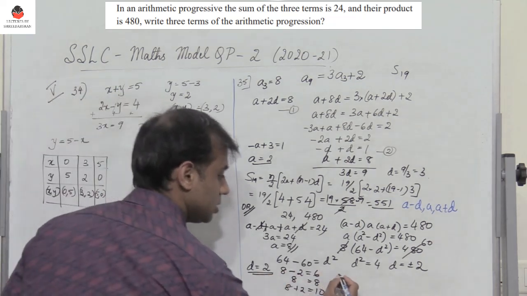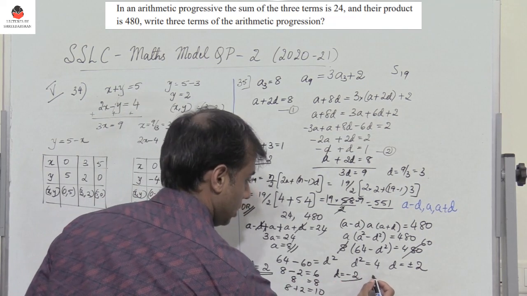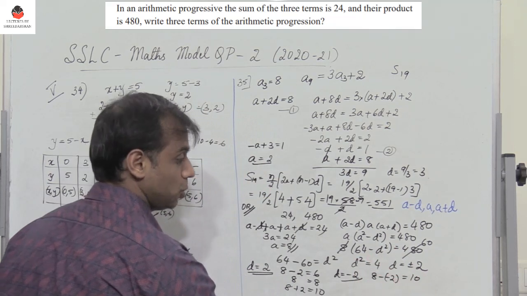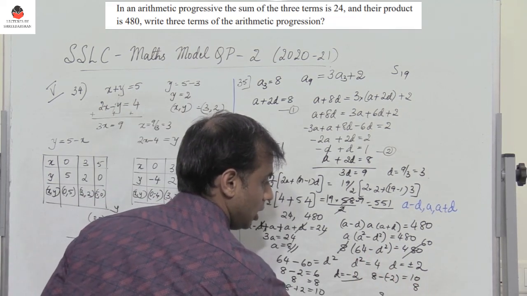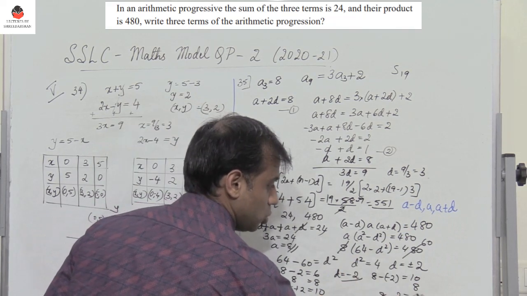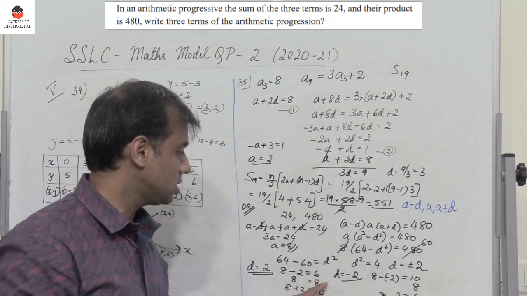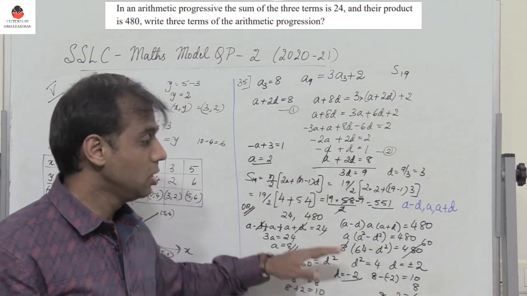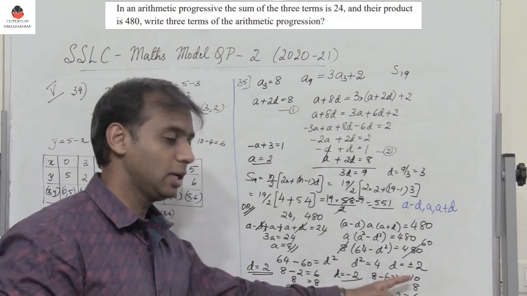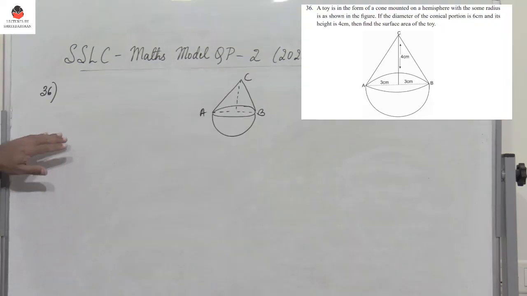Next, if d is minus 2, I get 8 minus of minus 2, which is 8 plus 2, so 10. Then I have 8. Then I get 8 minus 2, which is 6. So in either case, the 3 numbers I get are 6, 8 and 10. So whether you take d equals 2 or d equals minus 2, the numbers remain the same. So problem 36 is a fairly simple problem.